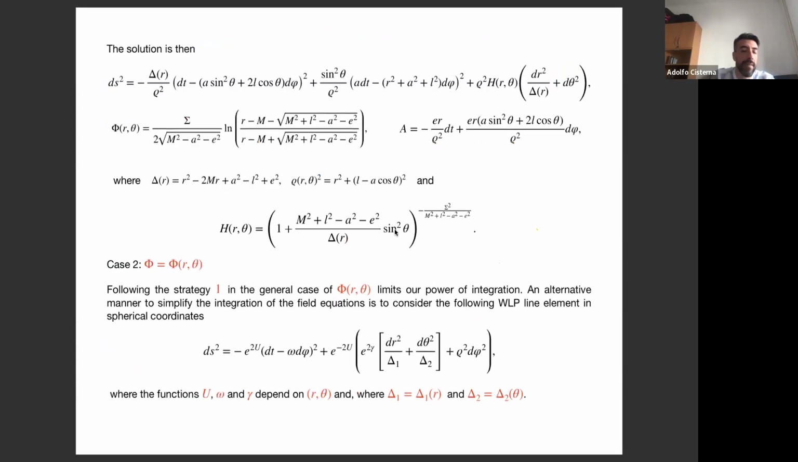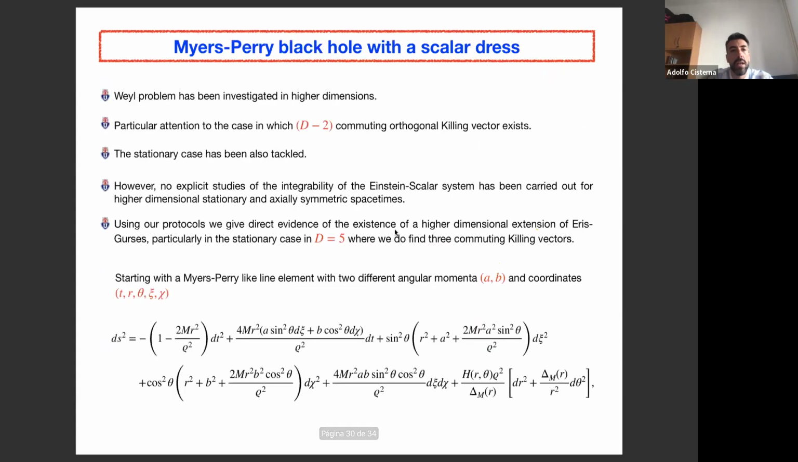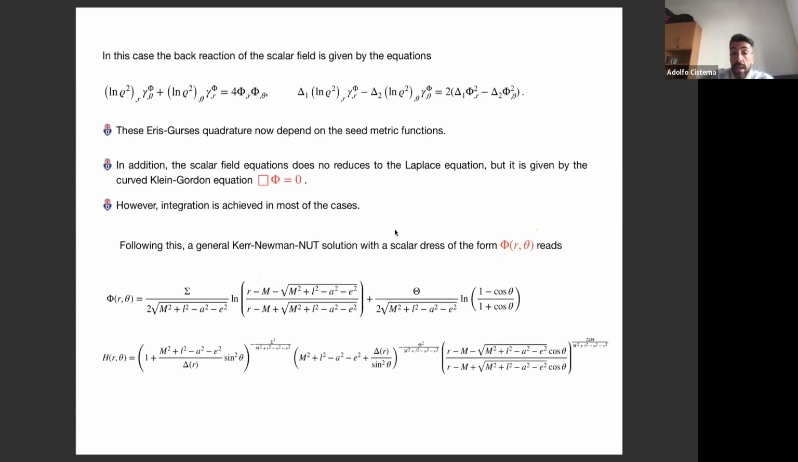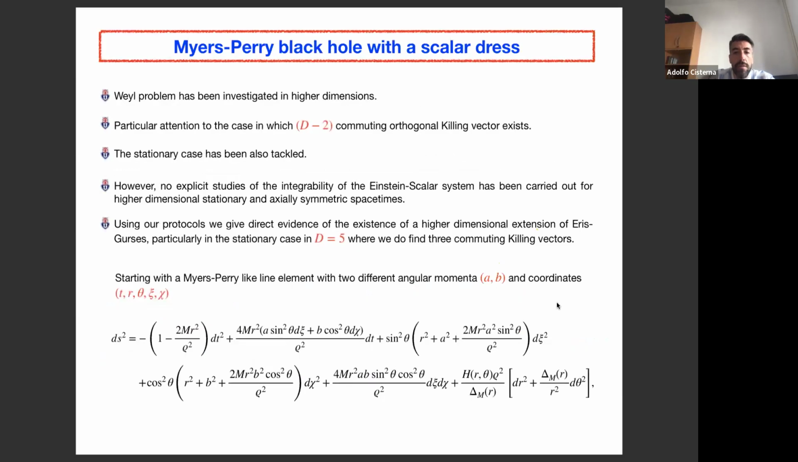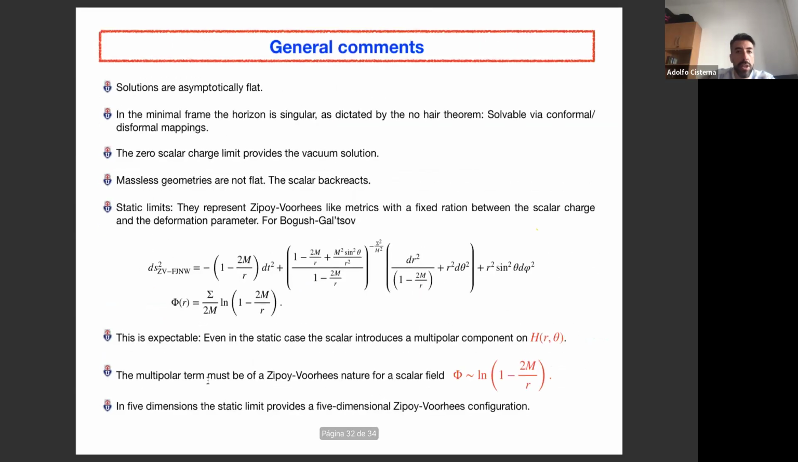We did the same in dimension 5. I'm going to be very fast here because there's no need. We did it with NUT parameters, with electromagnetic charges, with more general scalar field profiles. We may include many things. And we did also in dimension 5 for a Myers-Perry spacetime. So basically, you take Myers-Perry, written in Boyer-Lindquist coordinates, with both angular momenta turned on, a and b, and you can find the rotating solution there, basically, with the scalar field. And all of this is due to the integrability properties of the Einstein-scalar theory on the stationary axisymmetric circular spacetime.